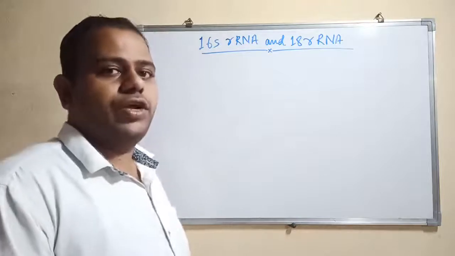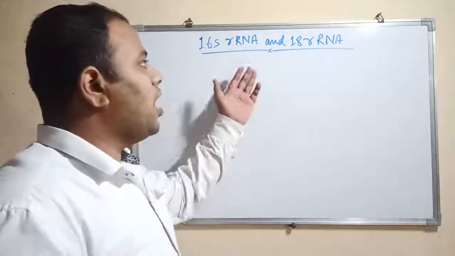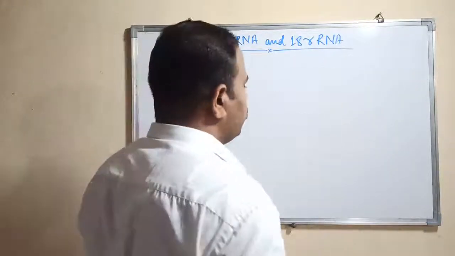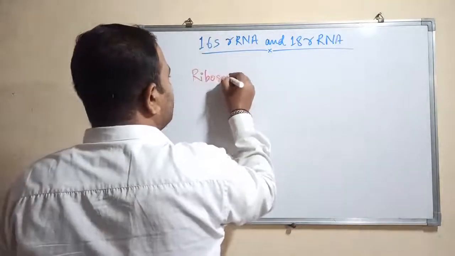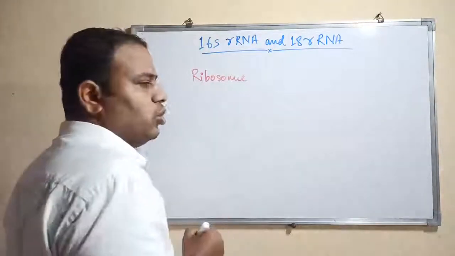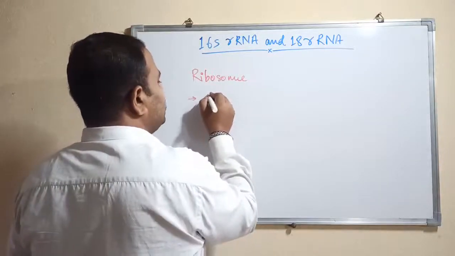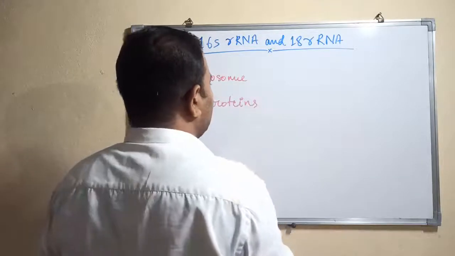Today in this video we are going to discuss an important topic, that is 16S rRNA and 18S rRNA. rRNA here means ribosomal RNA. Okay, so the ribosome is an important organelle which is present in the cytoplasm. The main function of this ribosome is to synthesize protein. So it is an important protein synthesizing machinery.